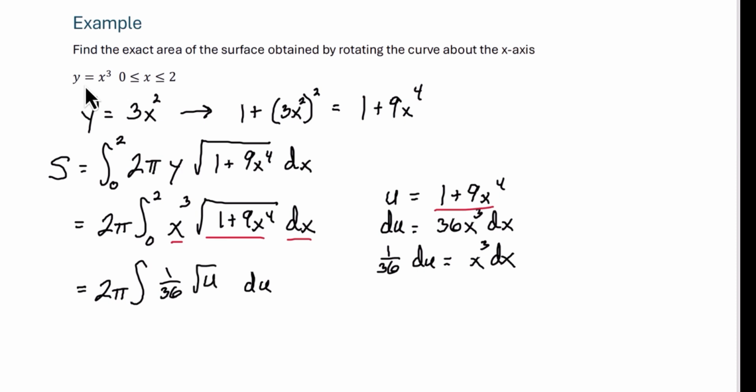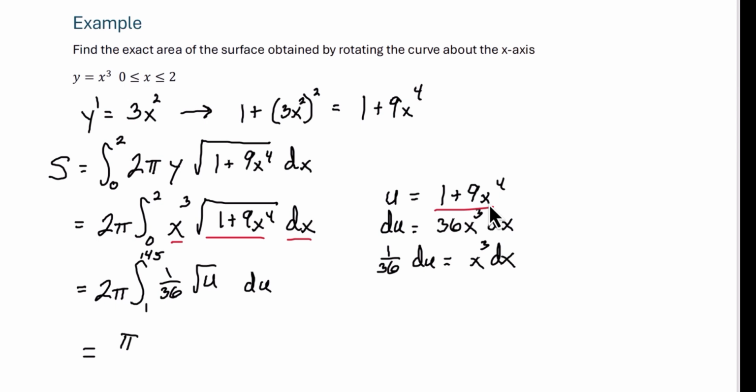We need to change our limits of integration. The lower limit used to be 0. Replace x with 0. The lower limit for u is now 1. The upper used to be 2. Replace x with 2. We have 1 plus 9 times 2 to the fourth. That will give us 145. Next, I'm going to pull the 1/36 out.